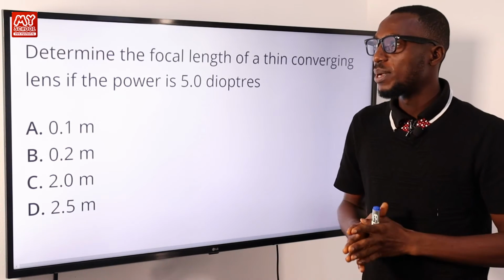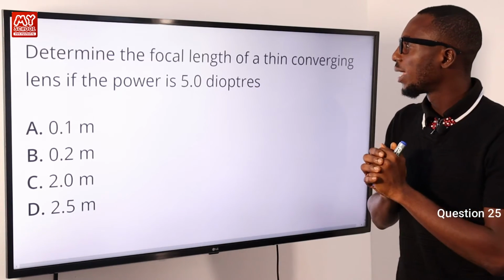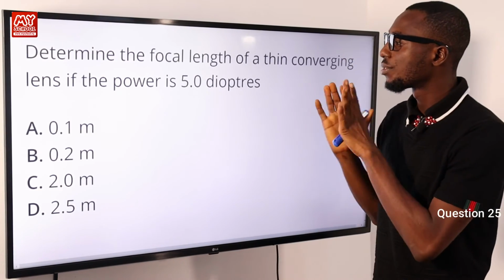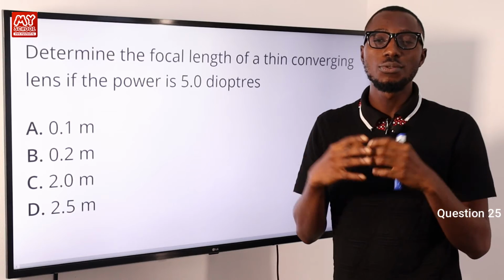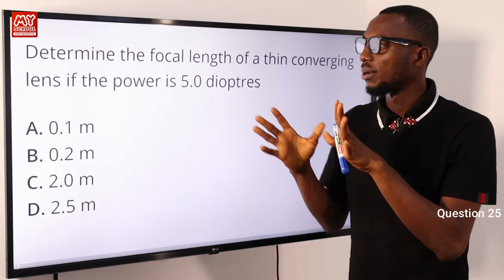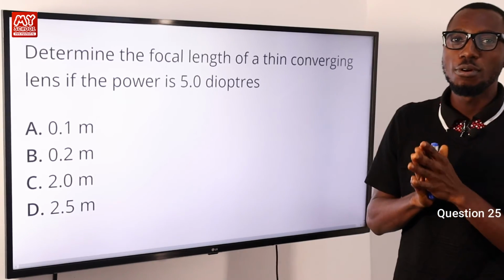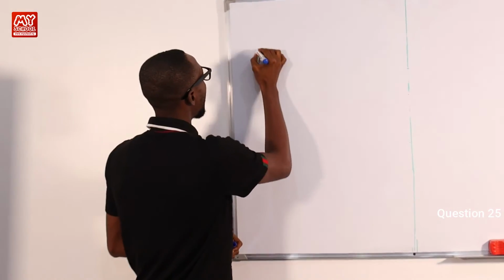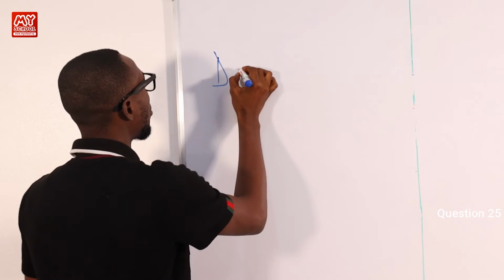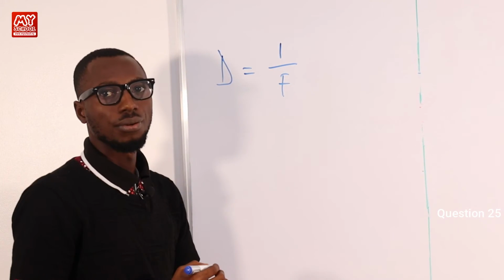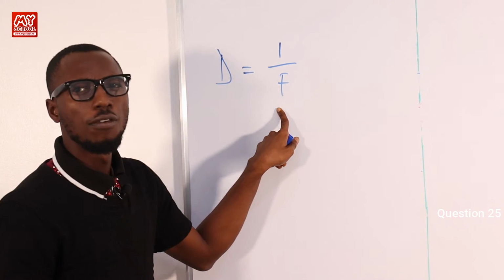We are tackling question 25. Determine the focal length of a thin converging lens if the power is 5.0 diopters. Diopters is the unit to measure the refractive power of a lens. Let's go to our working board so that we can answer this question. Recall that power equals 1 over the focal length. We are asked to find the focal length.